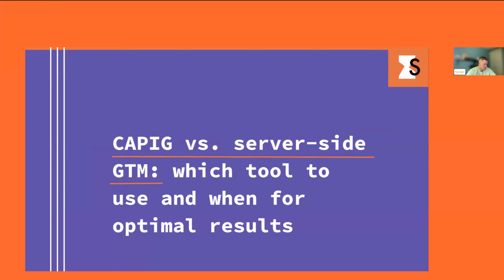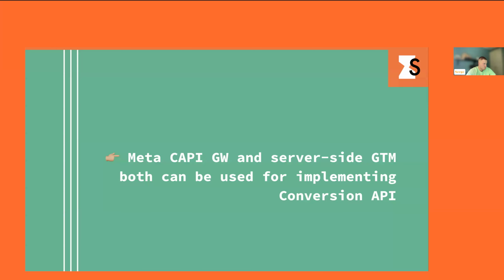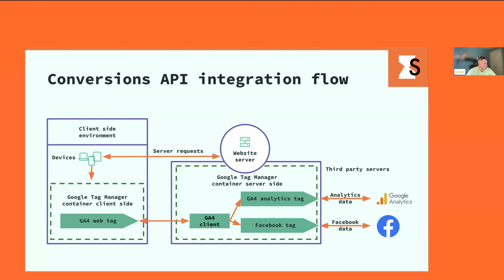So now, if we compare the two and what to use and when for optimal results, we really need to mention that both Meta Conversion API Gateway and Server-Side GTM can be used for implementing Conversion API. And this is how you implement it through SGTM. So basically, everything is relatively easy, right? There is client-side environment, there is server-side environment. You are passing the data from the client side to the server side, and then using GA4 client and the appropriate tags, you are sending that data to appropriate analytic platforms, analytic software.